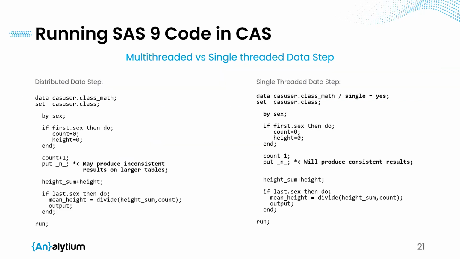So as an example of that and a way to avoid it, the one on the left, the distributed data step, that put _n_ may produce inconsistent results on large tables if it's repeatedly run. But as a simple way to get around it, you can just use single=yes, and that forces it to use single-threaded processing, so it will produce consistent results.